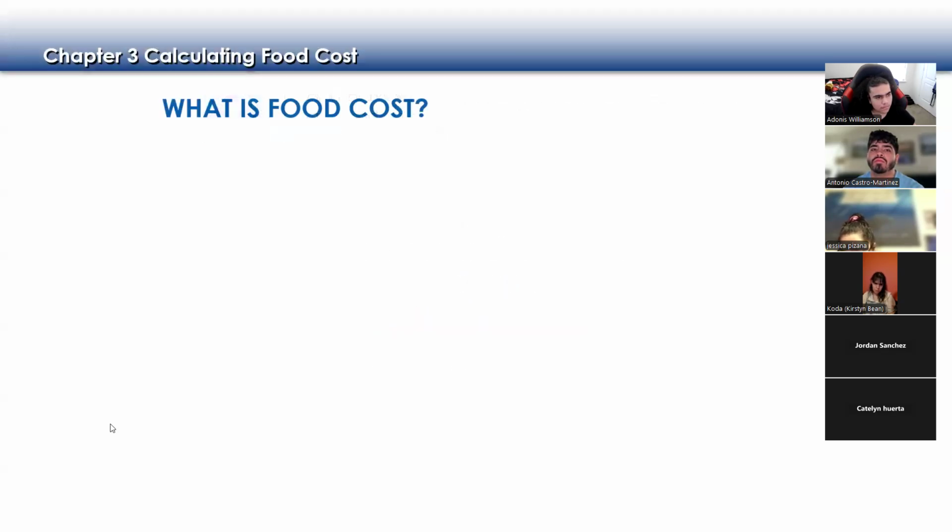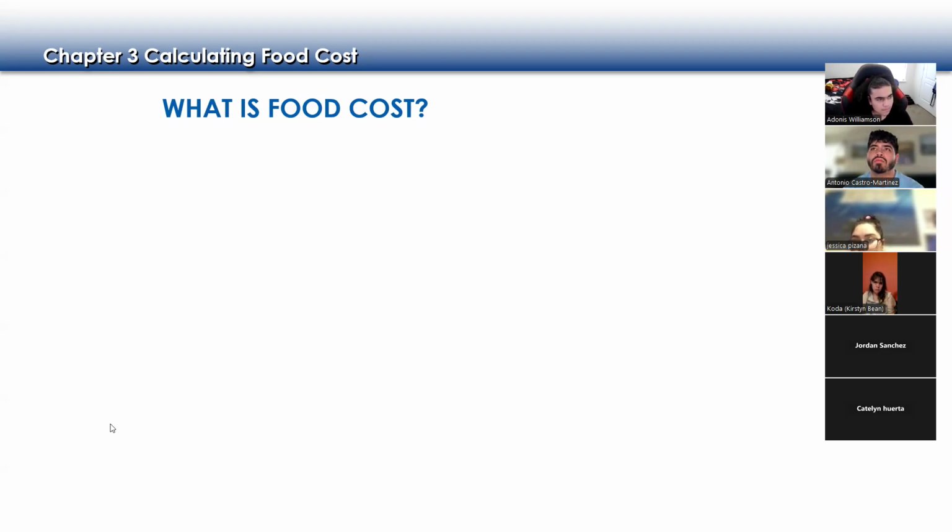All right. So chapter three, we're going to talk a little bit about food cost. We're going to talk about when our ingredients become part of our food cost. And we're going to talk a little bit about some math formulas that we can do to make sure that we are maintaining the standard that we set.